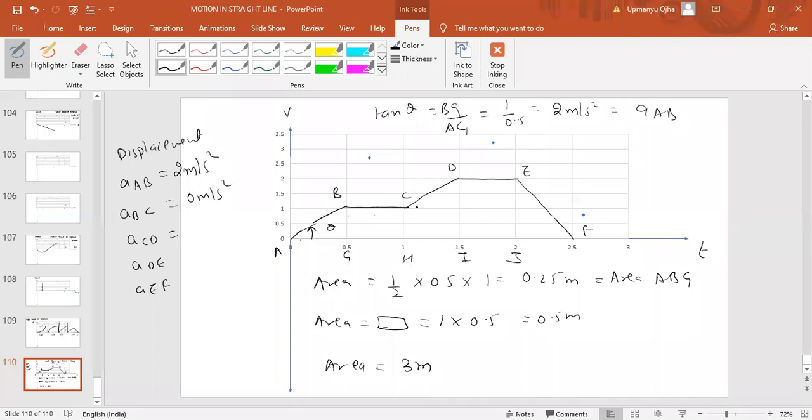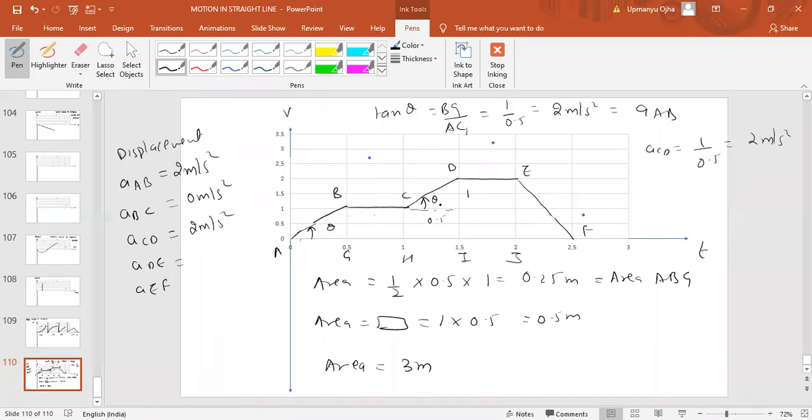Acceleration of CD. Now for CD, you have to take the angle theta. Okay. Then you see here. Now, what is this value? That is 2 minus 1. This is 1. This is how much? 0.5. So the acceleration of CD will come as 1 by 0.5, which is 2 meter per second square. Very good. So the acceleration of CD will be 2 meter per second square.